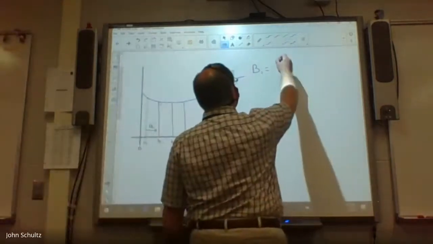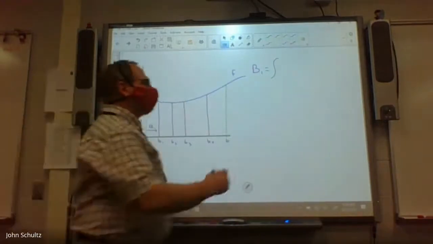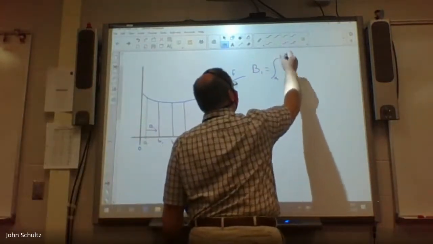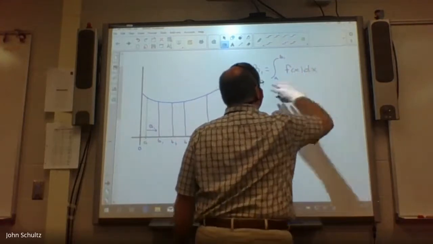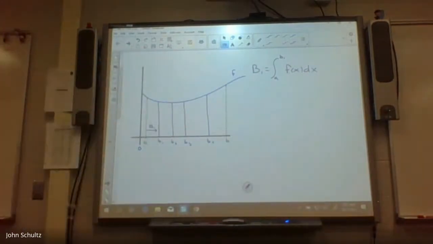No, I'm going to do an integral. Yeah, I'm going to do an integral from what? From a to b sub 1. There you go. Yes. Of what? Of f of x dx. And if I could find that integral, yes, by doing this, this, and that, then yes, I would have the amount of area there.